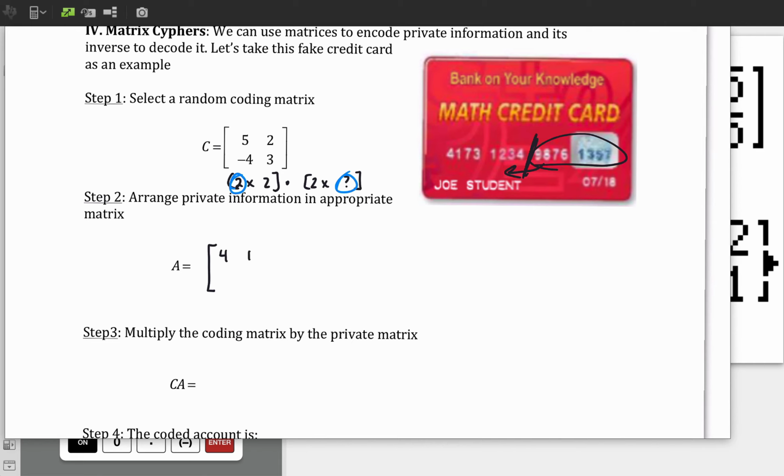4, 1, 7, 3, 1, 2, 3, 4. Next line, 9, 8, 7, 6, 1, 3, 5, and 7. You might ask yourself, what if we didn't have enough digits here? Like, what if this was an odd number? What would we do? Well, you can tag zeros on the front, zeros on the end, or just fill in with ones. It doesn't actually matter, just as long as you know where your account number is relative to the zeros or to the ones.